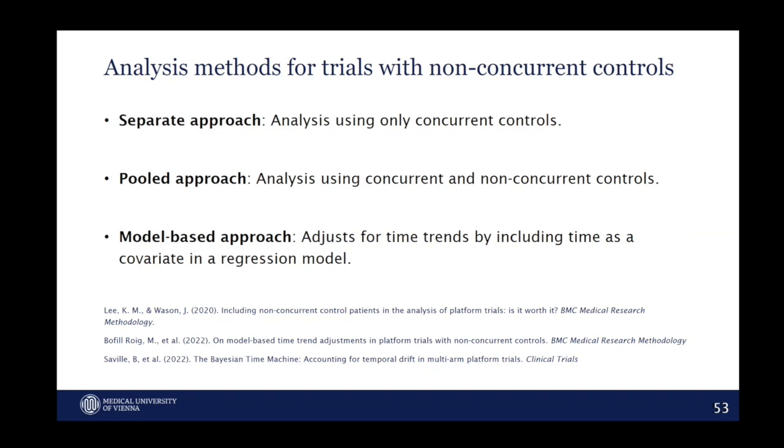Good. Despite this, if we come to the conclusion that we would like to perform an analysis also using non-concurrent control data, what are natural approaches? One could be to completely ignore them, which we call a separate approach, which means to be on the safe side, we use only the concurrent control data. Or you might do a very naive approach where you simply pool all the data and you analyze. Your analysis is based on concurrent and non-concurrent controls. Just smash everything in. Or you could think about a model-based approach, which adjusts for time trends by including time as a covariate in a regression model, for example.